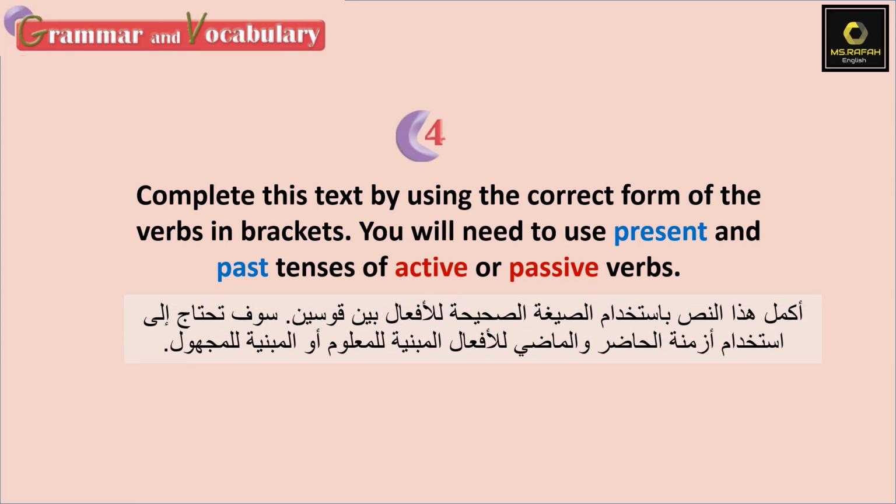Now let's see question 4. Complete this text by using the correct form of the verbs in brackets. You will need to use present and past tenses of active or passive verbs. إذا رح نستخدم إما المبني للمعلوم أو المبني للمجهول. رح نستخدم زمن الماضي والحاضر.